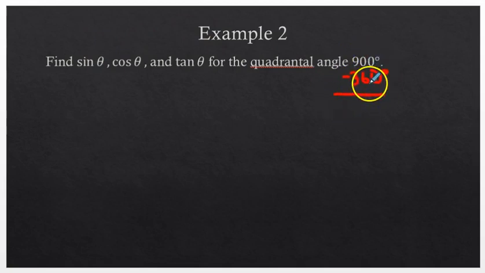So 900 minus 360 will give you 540. Well, this is still too big. I'm still not at a number between 0 and 360. I'm still bigger than that. So I'm going to repeat the process. I'm going to subtract 360 again. This time I got 180 degrees.